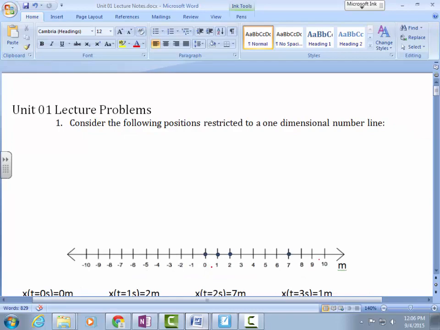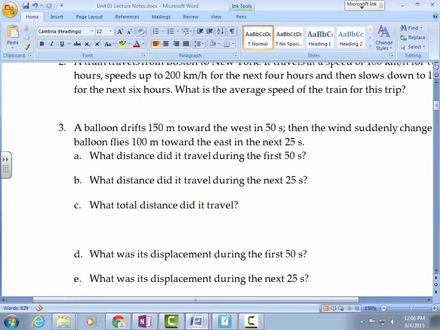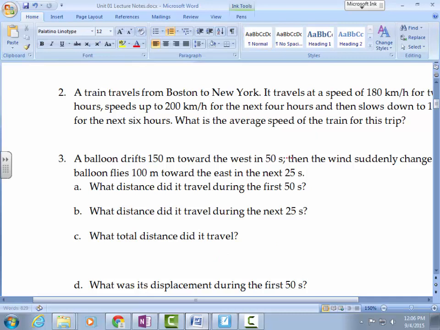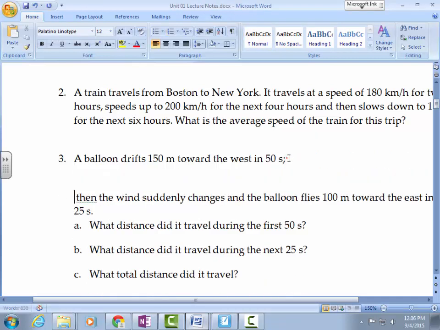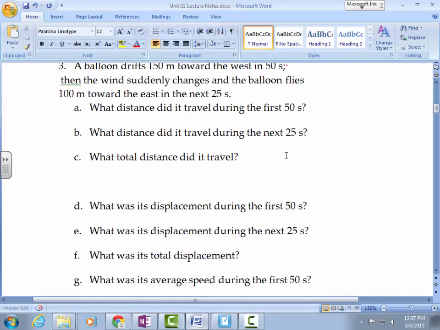So let me zoom in. All right. How's that look? Can everybody see that? Great.